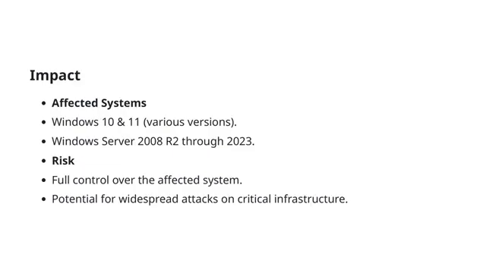On this slide, we focus on the impact of the identified vulnerability. The affected systems include various versions of Windows 10 and 11, as well as Windows Server editions ranging from 2008 R2 through to 2023. In terms of risk, the vulnerability allows malicious actors to gain full control over the affected systems. This presents a significant threat, as it could lead to widespread attacks on critical infrastructure. Given the scope of these risks, it's crucial for system administrators and IT professionals to be aware of and address these potential security issues promptly.